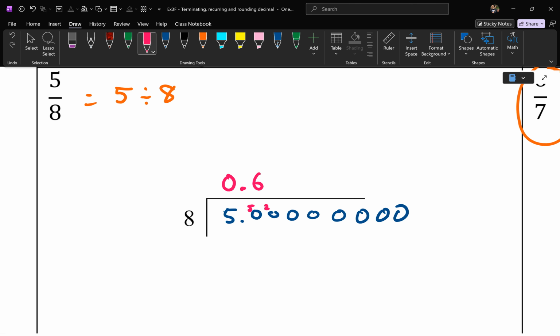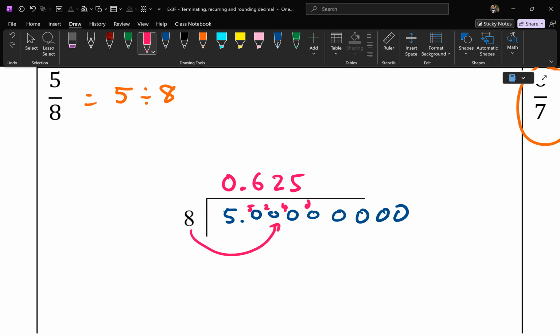So we carry the 2 tenths, which equals 20 hundredths. That's why the 2 goes over here. How many 8s fit into 20? 2. What's the remainder? 4. So we carry the 4 from hundredths to the thousandths. Now that's 40 thousandths. How many 8s into 40? 5. Beautiful. Remainder? 0. That's why there's nothing else to carry on from here. So with 0 remainder, it stops there.